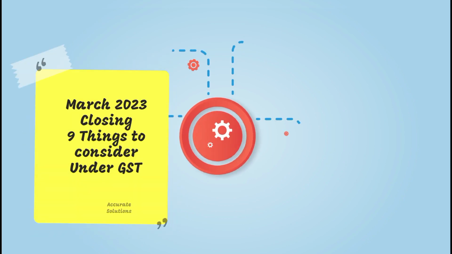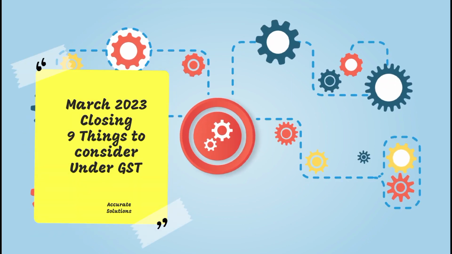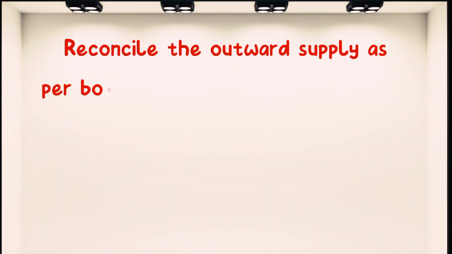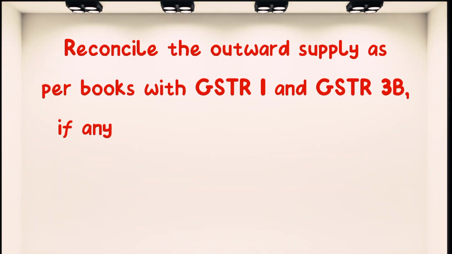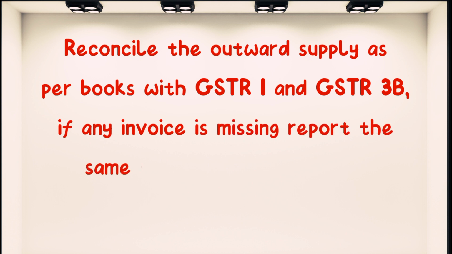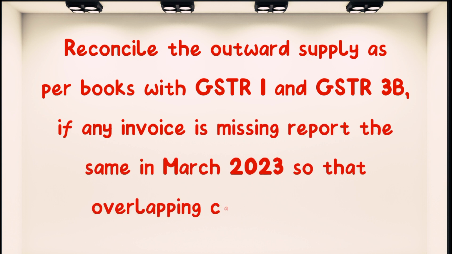March 2023 closing, 9 things to consider under GST. Reconcile the outward supply as per books with GSTR-1 and GSTR-3B. If any invoice is missing, report the same in March 2023 so that overlapping can be avoided.